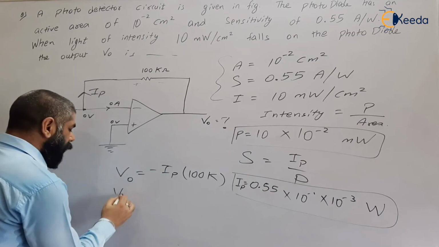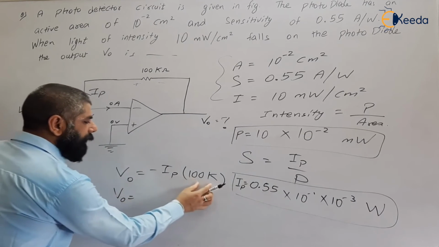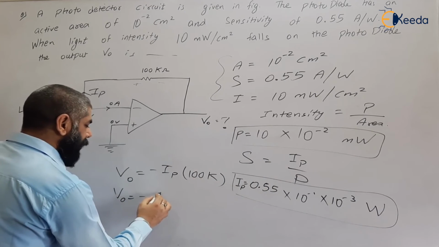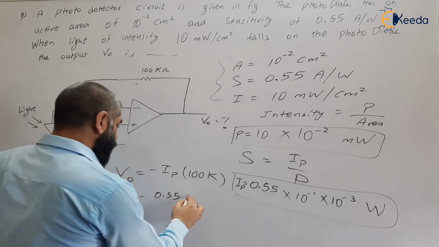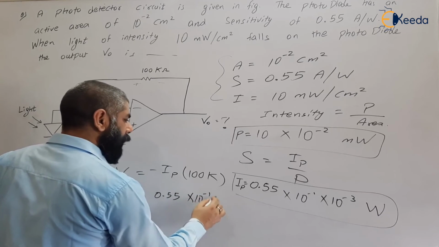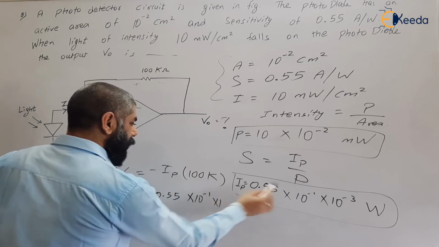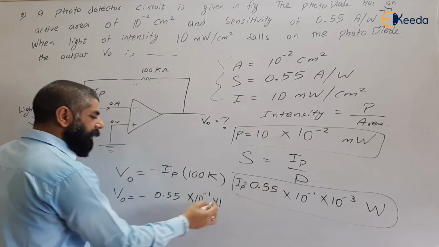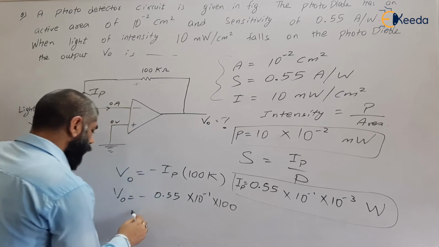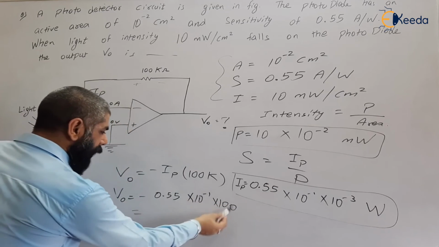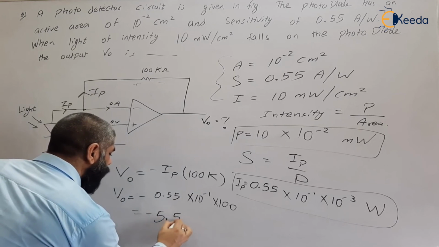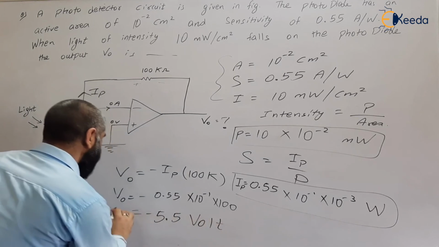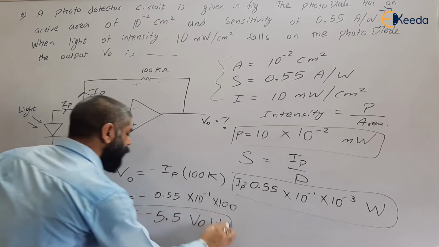Now our output voltage is equal to this photocurrent into the resistance. So the photocurrent is 0.55 into 10 raised to minus 1 into 10 raised to minus 3, and the 100K gets cancelled. So the remaining voltage, if you calculate, the 10 raised to power terms get cancelled and it is minus 5.5 volt. So this is the output voltage of this given circuit.